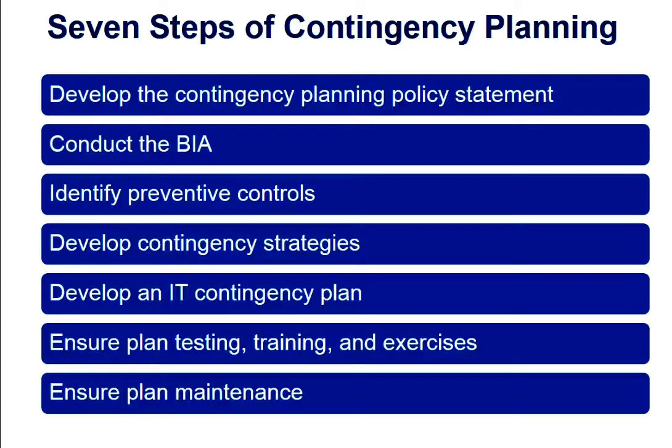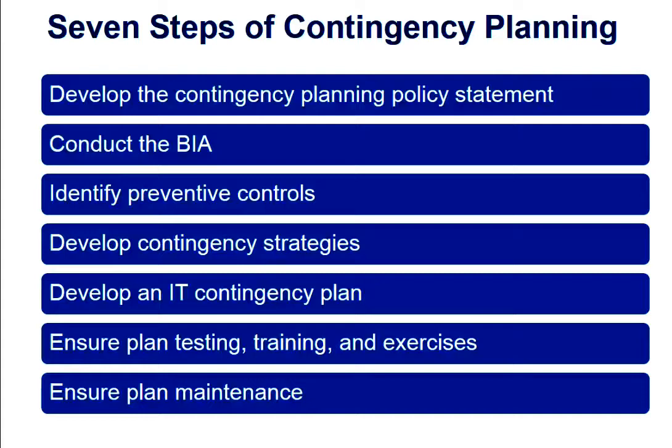Number 2, conduct the business impact analysis. Number 3, identify preventive controls. So you can see steps 2 and 3. If you've already done a risk assessment, you can help identify these things. But as you conduct a business impact analysis, you can look at these critical functions, and from that you can develop a risk assessment. So number 3, identify preventive controls.